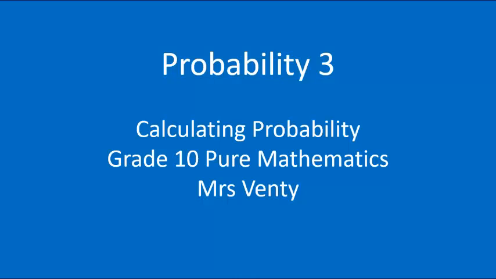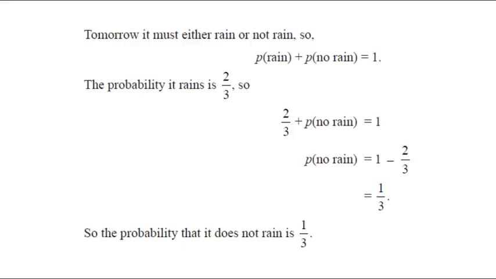Probability 3, calculating probability. So, like I said, in mathematics, we use numbers, and numbers are very important. So we're going to look at different ways of how to calculate the chances of something happening instead of guessing. The first type of calculation involves a yes or no, an on or off, a binary choice.